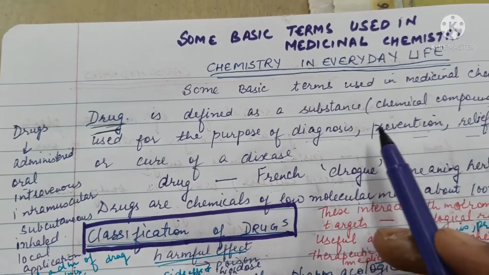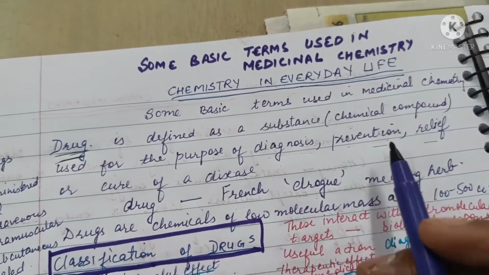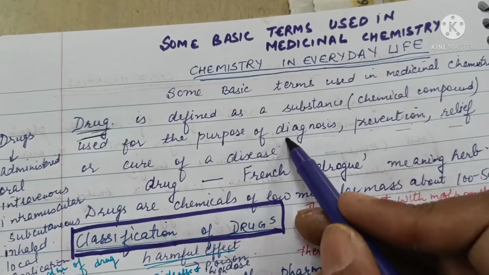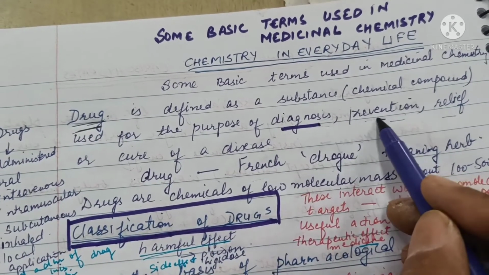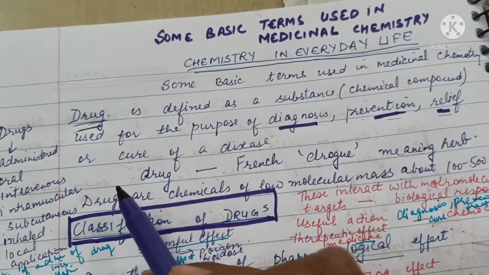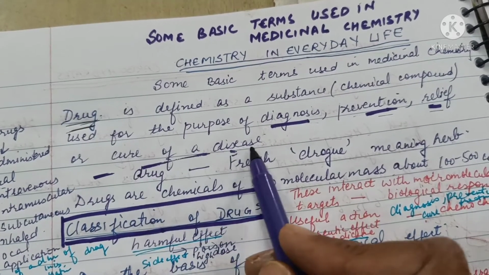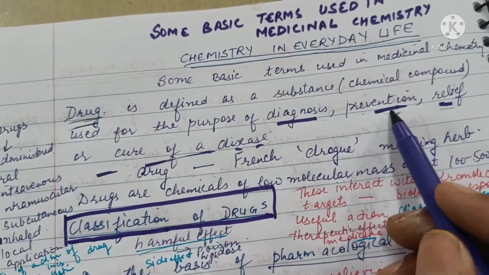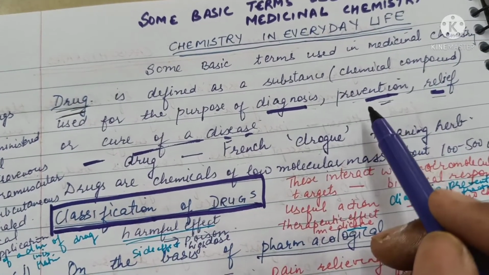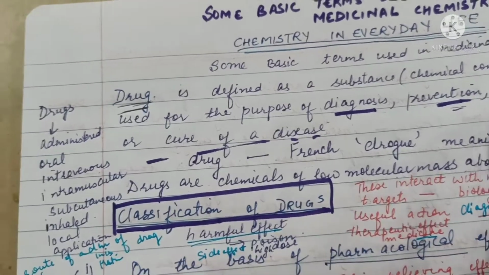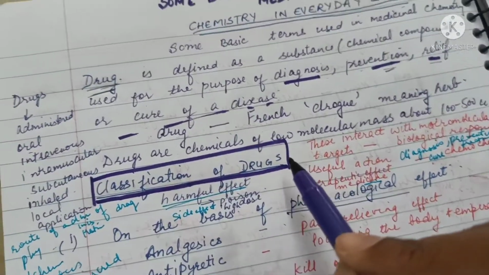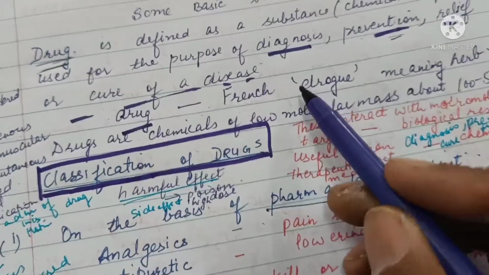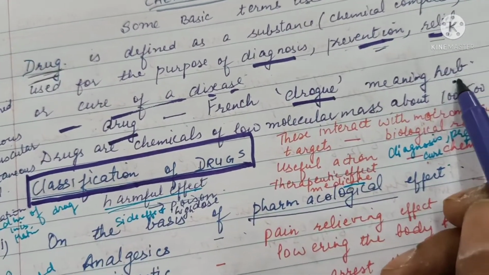Drug is defined as a substance or a chemical compound used for the purpose of diagnosis, prevention, relief, or cure of a disease. We can find out if there is a disease, we can prevent from having a disease, we can give relief or cure to the disease. This word is derived from the French word drogue, meaning herbs.